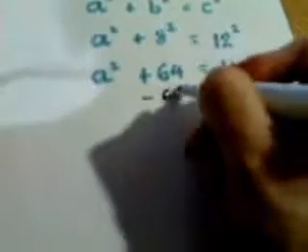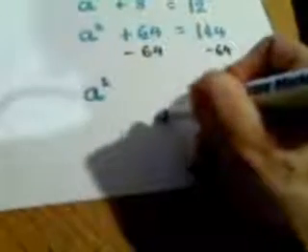Right, before I can find my answer, I've got a little bit of solving equations. This is a reminder of how we do that. So I've got a plus 64 on this side that I don't want. So I'm going to take away 64 from the left hand side, take away 64 from the right hand side. So I then get a squared on its own is equal to 80. And then I've got to find what a is. So a is going to be equal to the square root of 80.